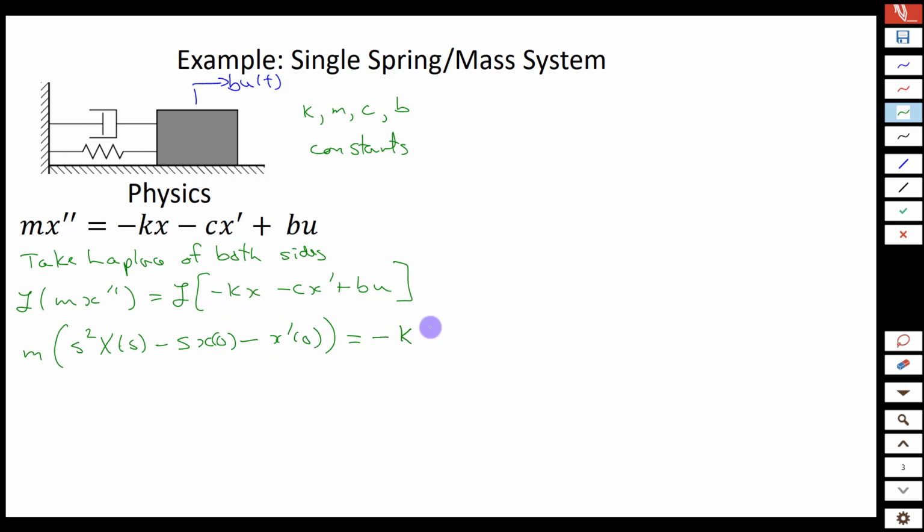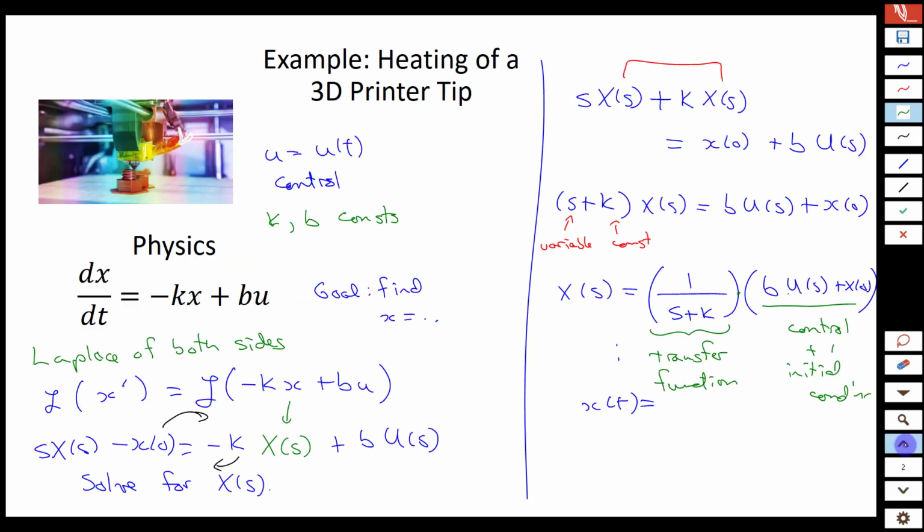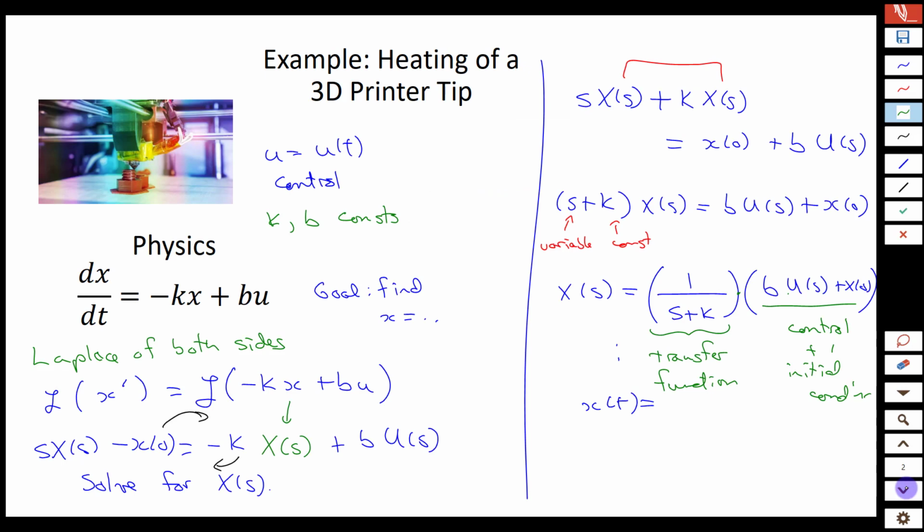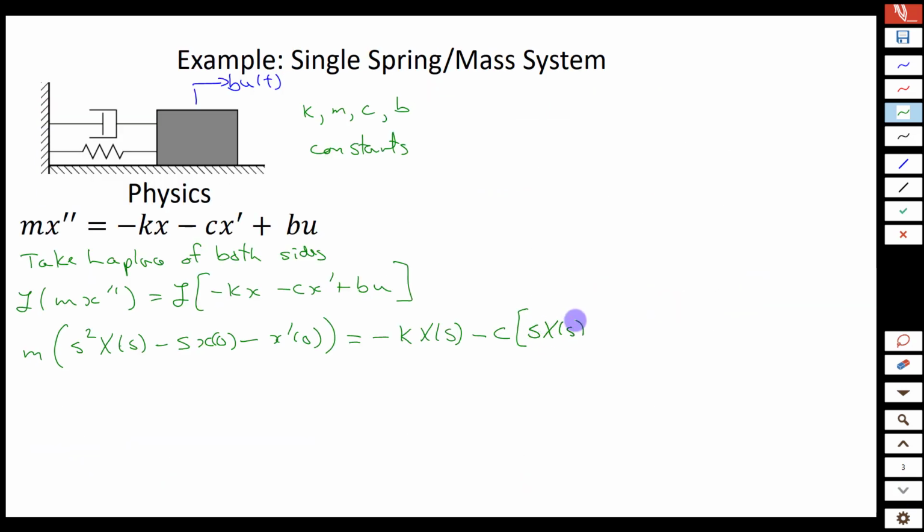So then, on the other side, we get something similar to last time. We're going to have negative k times the transform of x, which is capital X. And here we have a first derivative, so we do get something fairly long here. So we go back to our table. One derivative means s times our unknown x, minus the initial condition. 1s times x of s minus our initial condition. And then plus b transformed u of s.